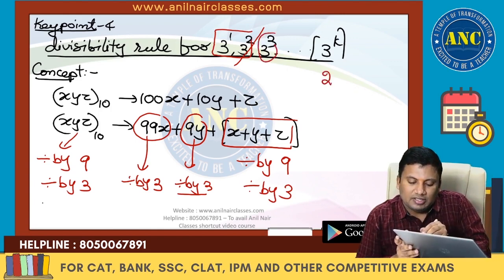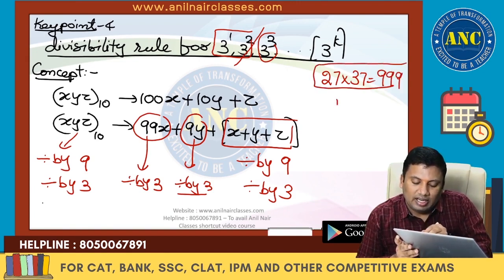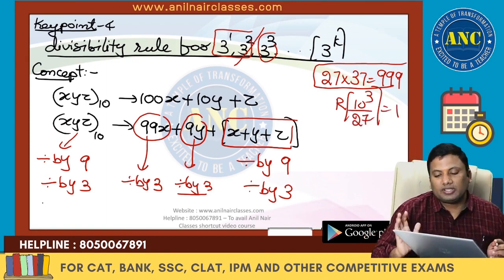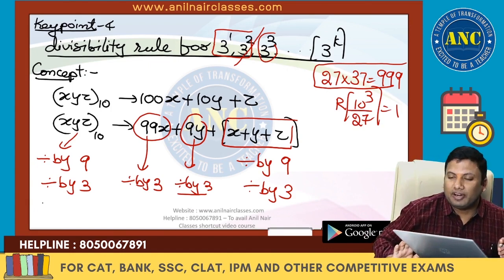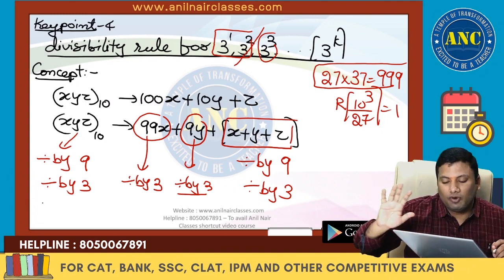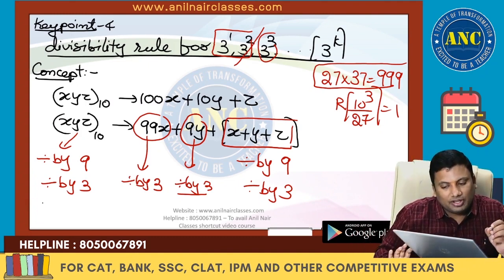For 27, there is a divisibility rule. 27 into 37 is 999. So there is a divisibility rule: 10 cube by 27 is equivalent to 1. When the time comes, I will discuss that one. Similarly, for 3 power k, we will use Euler's theorem. Those are all little advanced concepts. Now we will discuss the basics: divisibility rule for 3 and 3 square.